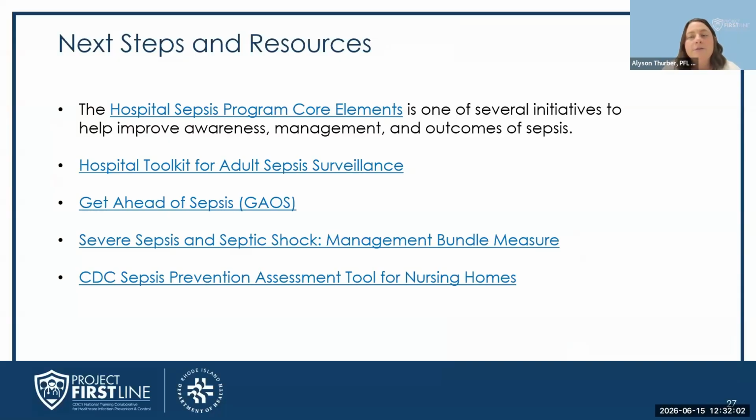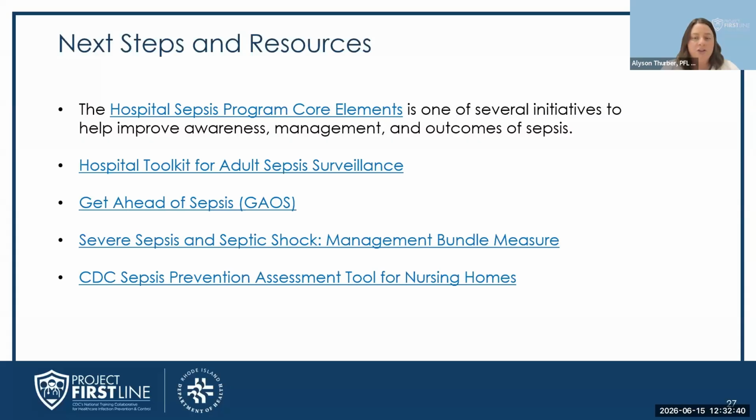So our team has compiled a list of resources for you to help with any sepsis program assistance that you may need. The hospital sepsis program core elements is one of the initiatives that we've been talking about this afternoon. And this helps to improve awareness, management, and outcomes of sepsis. CDC also has published a toolkit to support surveillance of sepsis hospitalizations, the hospital toolkit for adult sepsis surveillance. So that's before you on the screen. Again, we will get these all into our post-session resources for you.